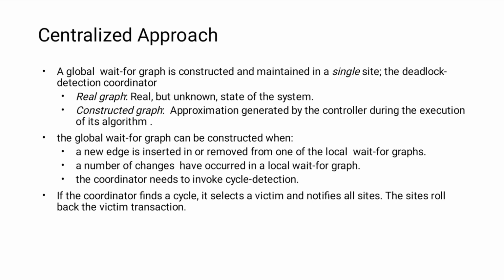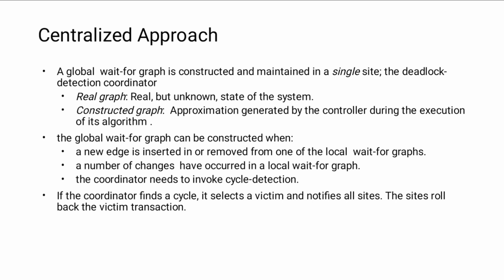By using a graphical method, a global wait-for graph is constructed and maintained in a single site. The deadlock detection coordinator will be present for maintaining the global wait-for graph. Here, two types of graph are available: the real graph and the constructed graph. The real graph is the real but unknown state of the system. The constructed graph is an approximation generated by the controller during the execution of its algorithm.